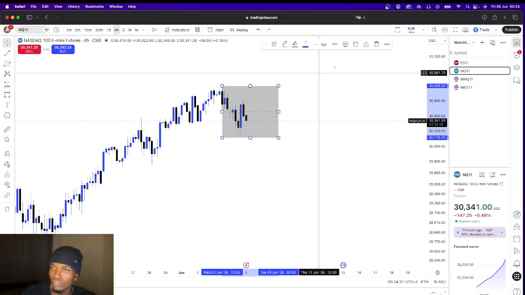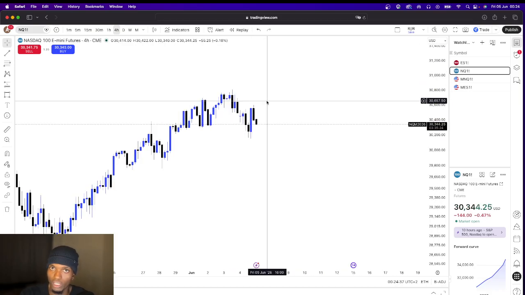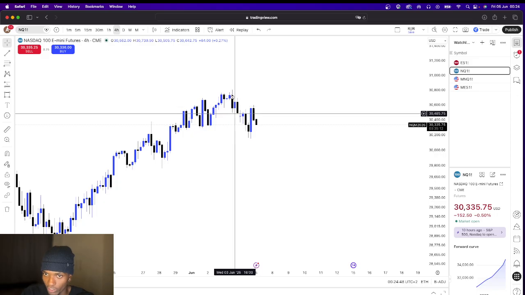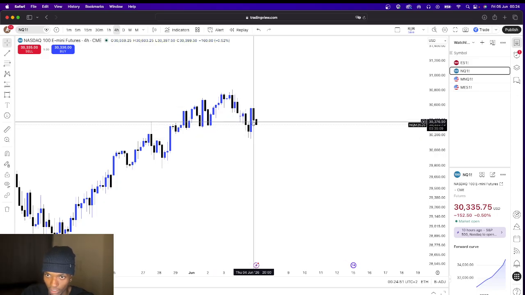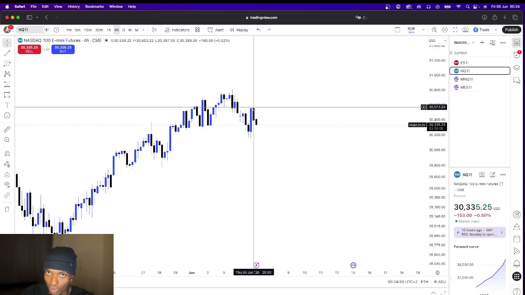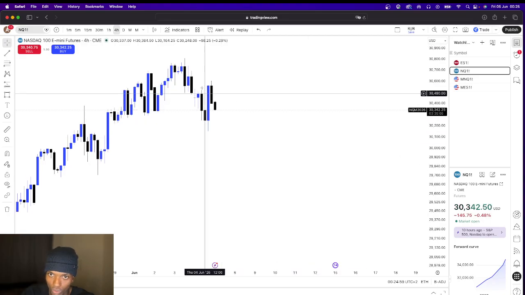So we use market structure and inverse fair value gaps for us to know our daily bias, right? In this case, we are bearish from here to here, but then from this candlestick to there, we are bullish. Why? Because we broke structure up here. We closed above this high with a full body right here.